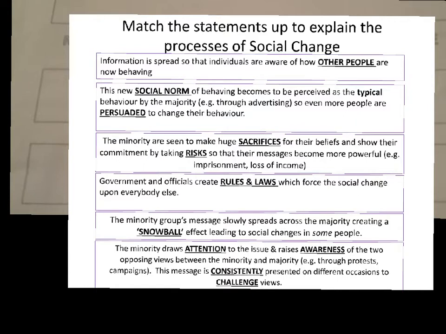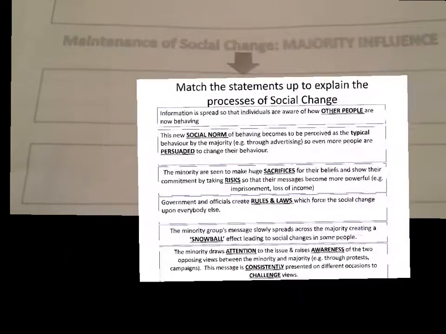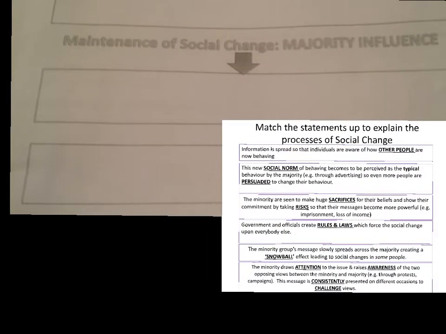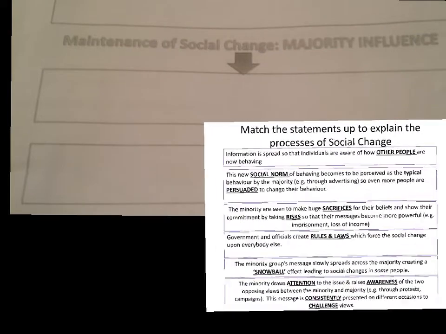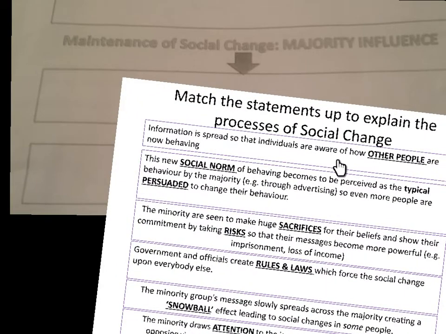So if we look at the statements that we've already eliminated here, we're not using this one anymore because we've already got that. We don't want the snowball effect and we don't want the paying attention to it. So we're left then with two statements that fit into this particular section of the booklet. Information is being spread so that individuals are aware of how other people are now behaving. So we've had the minority to begin with. Now a small proportion of the majority of society are changing their behaviour. That then starts to sweep through society. So people now become very aware of the fact that there is this kind of majority influence occurring.